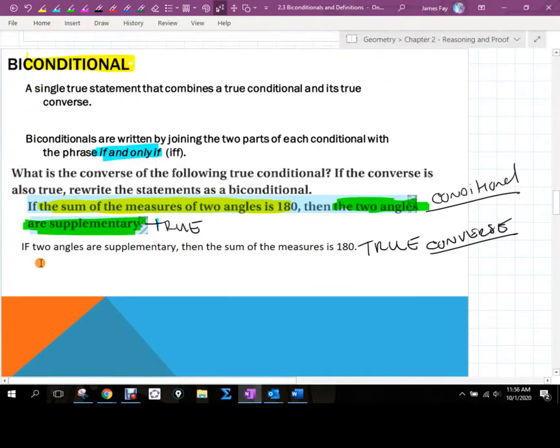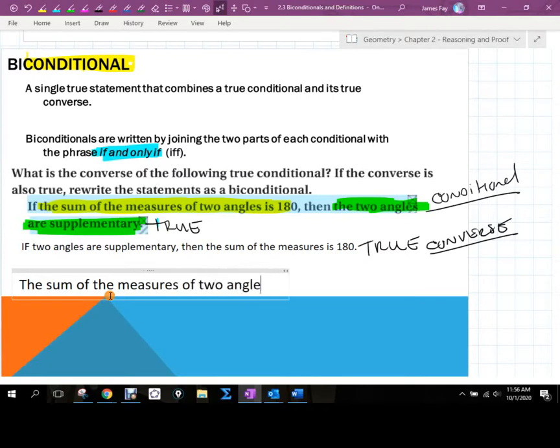Basically, all you're going to do is take one of those statements up there, whether it be the conditional or the converse. It doesn't matter which one. I'll do both. You get rid of the word if, okay? So I'm just going to take the one that we started with, the one highlighted blue. I'm going to get rid of the word if, and we'll start with the sum of the measures of two angles is 180, okay?